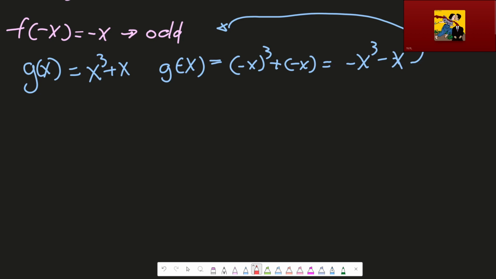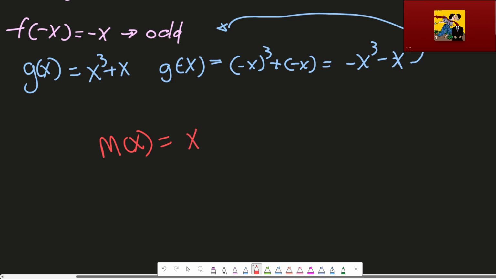Is this function, let's call it m of x for Michael Peralta, odd or even? I want you to, hopefully have paper and pencil out or whatever you're using. Take a minute to answer this. Pause right now and unpause. Okay, let's get into it.